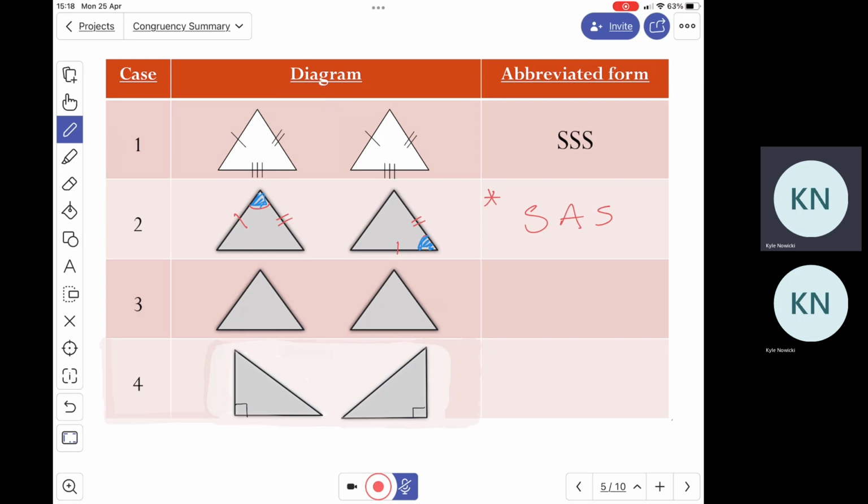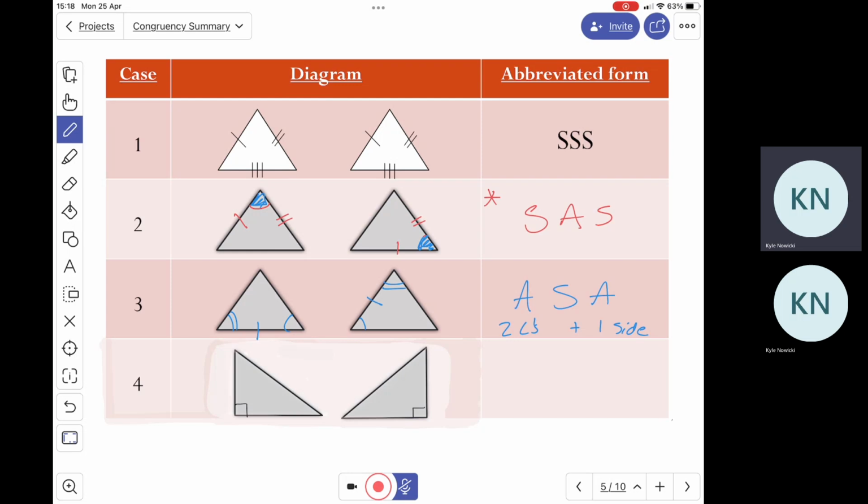That is a very, very important one. The next one is a different version, angle, side, angle. So that means if I have this angle, I have this side. And actually, it doesn't really matter. This one is a nice one. As long as you've got two angles plus one side, they are always going to be congruent, right?